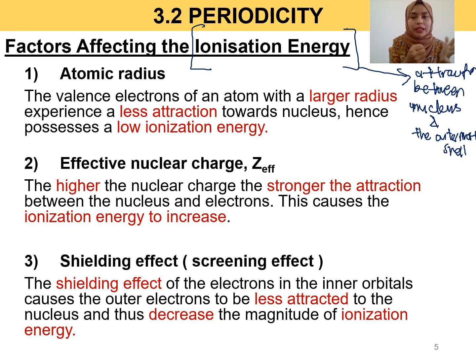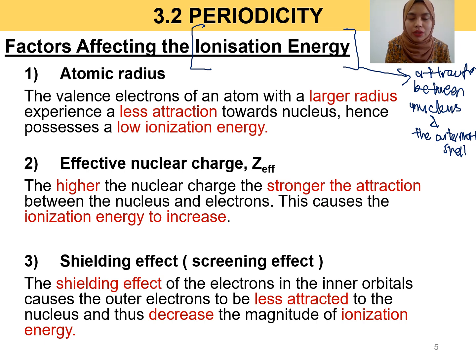Okay, so tak kisahlah, tapi if let's say the attraction between nucleus and the outermost shell kuat, makanya susah ke senang nak remove electron? Mestilah susah nak remove electron. So bila susah nak remove electron, you perlukan banyak energy tak untuk remove the electron? Of course you perlukan banyak energy. So bila you perlukan banyak energy, makanya apa berlaku pada ionization energy? Ionization energy pun akan increase. But if the attraction between nucleus and the outermost shell is weaker, jadi saiz dia makin lama makin besar.